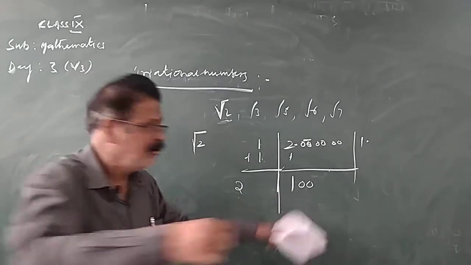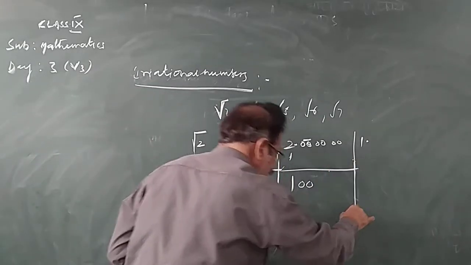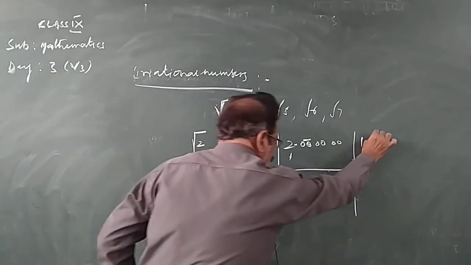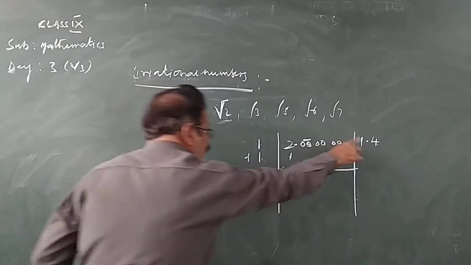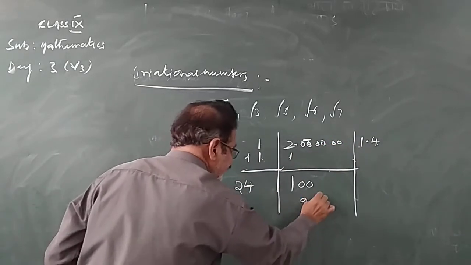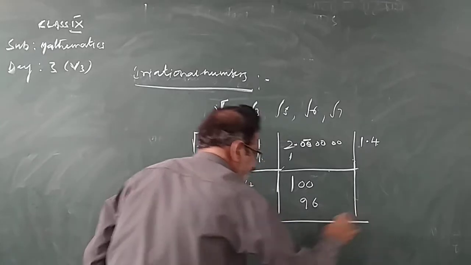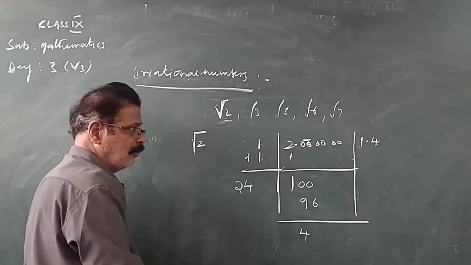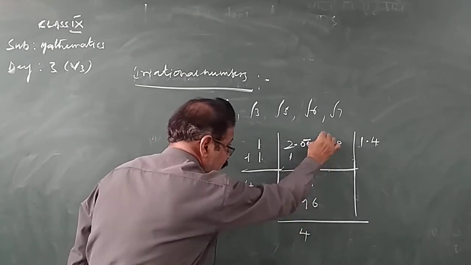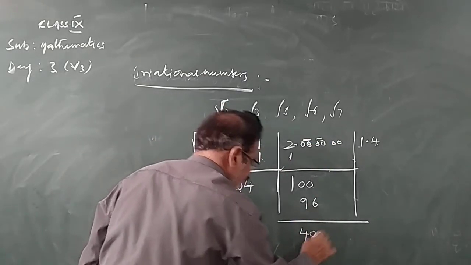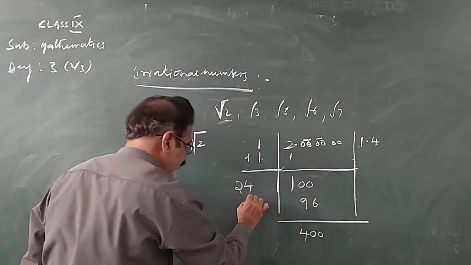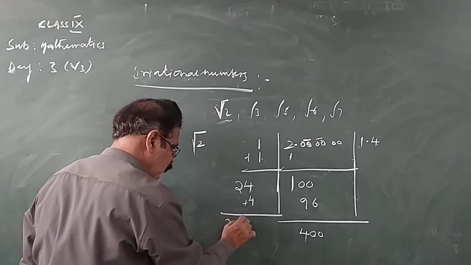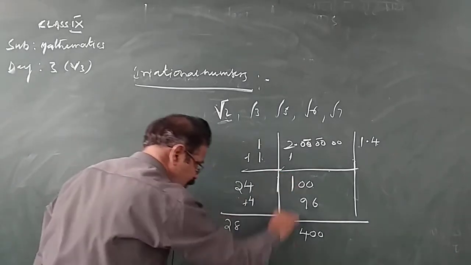Here we have only 100, so 125 is too much. We write 4 and multiply: 24 times 4 is 96. 100 minus 96 is 4. Next, bring down the next pair of zeros. Add the quotient digit to the 24: 24 plus 4 is 28. Now the division continues with 400.